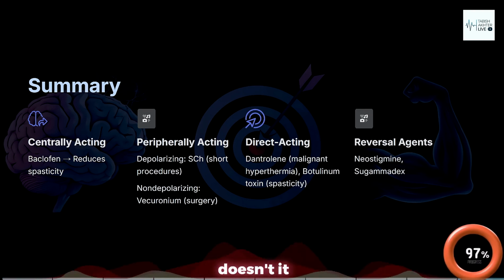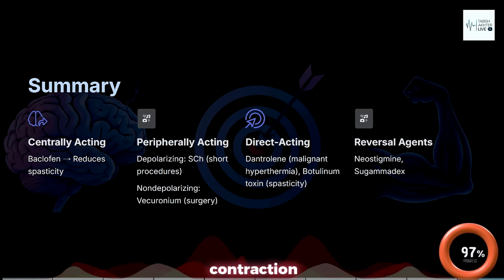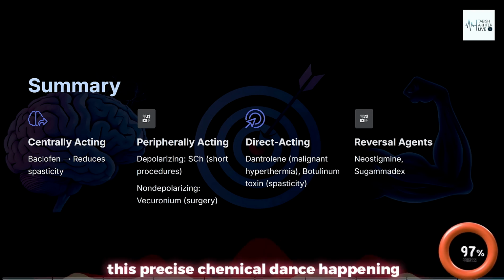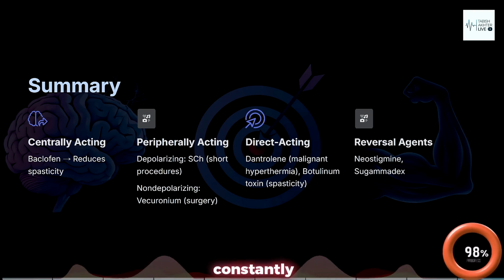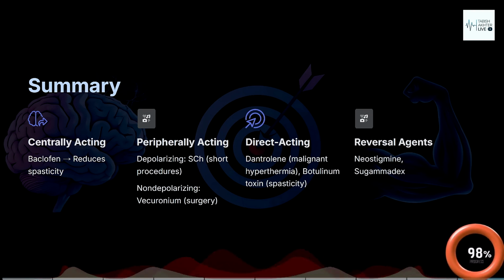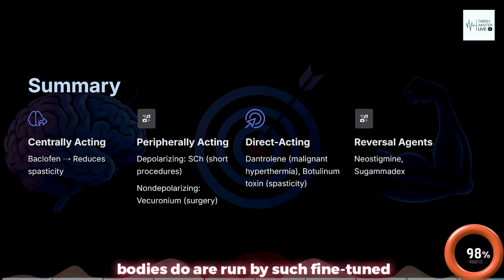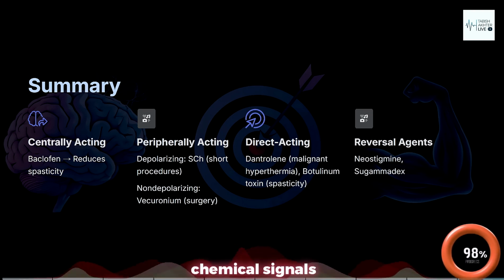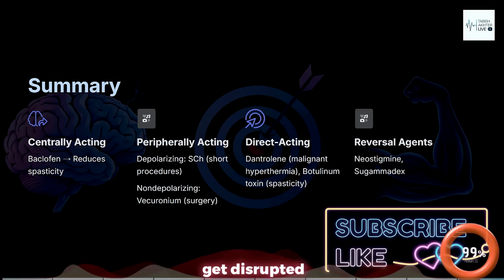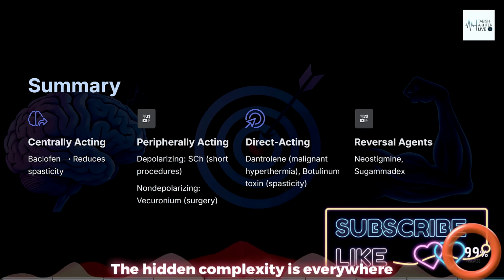Yeah, it makes you think, doesn't it? About that whole intricate balance, contraction, relaxation, this precise chemical dance happening constantly. It does. Kind of leaves you wondering, what other automatic things our bodies do are run by such fine-tuned chemical signals? And what happens when those signals get disrupted? There's just so much going on under the surface. A lot to ponder, for sure. The hidden complexity is everywhere.